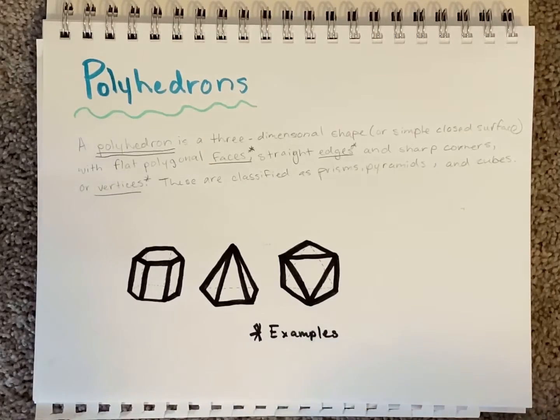So in some cases, if it has 5 faces, it's going to be a tetra. If it has 4, it's going to be a poly, etc. Or quadro, etc. But that is a polyhedron. A polyhedron is a simple closed surface with flat polygonal faces, straight edges, and sharp corners or vertices.